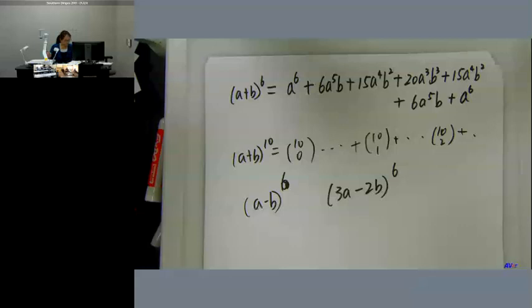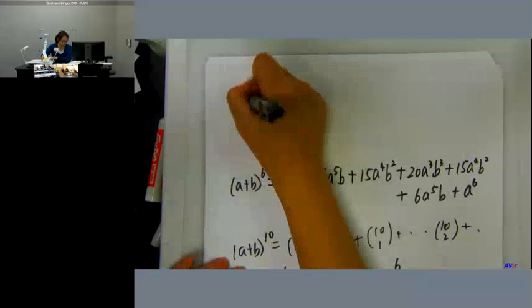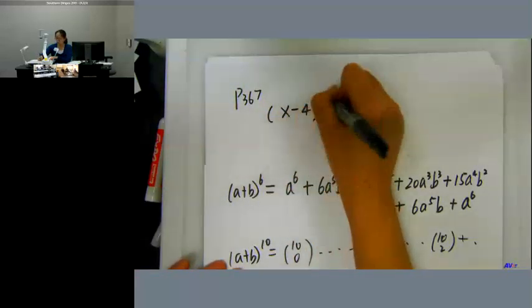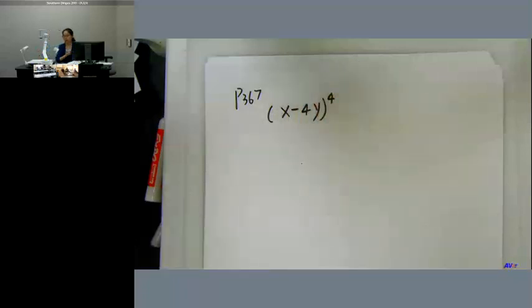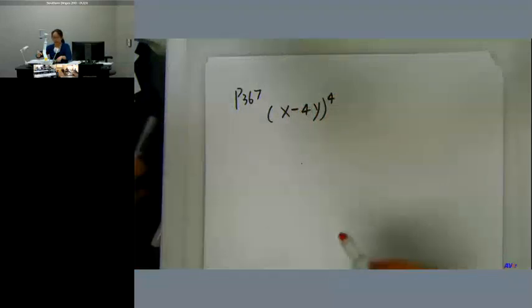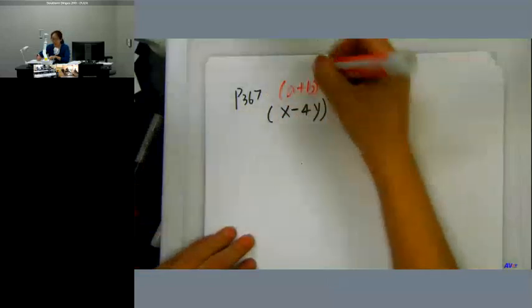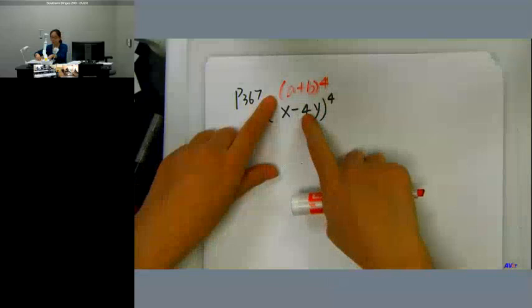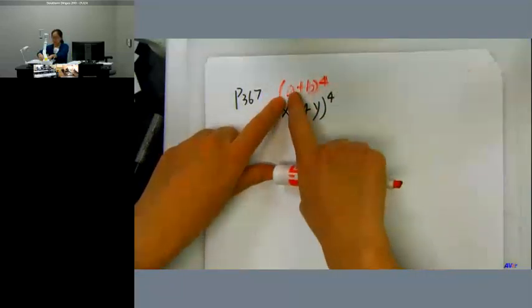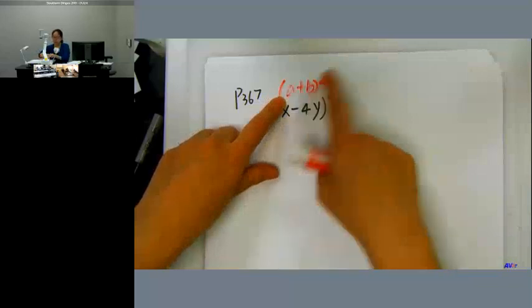So let's try an example from the textbook on page 367: (x - 4y) to the 4th. So how do we do this? We know how to do (a + b) to the 4th. If it's (a + b) to the 4th, we know 4 choose 0, 4 choose 1, 4 choose 2, 4 choose 3, and then you have a to the 4th, 3rd, and so on.